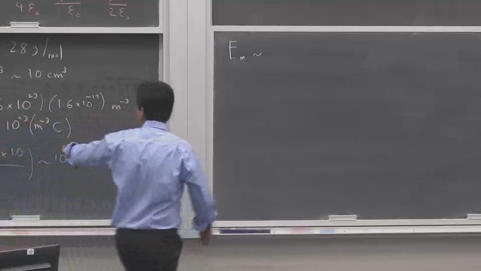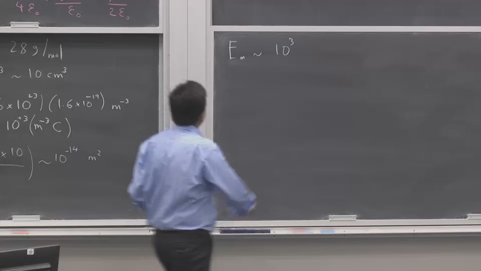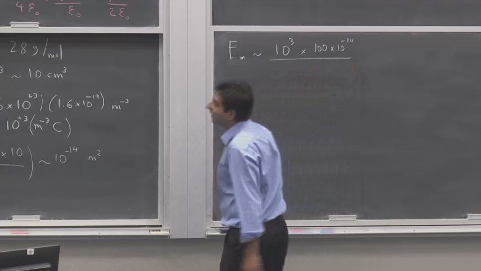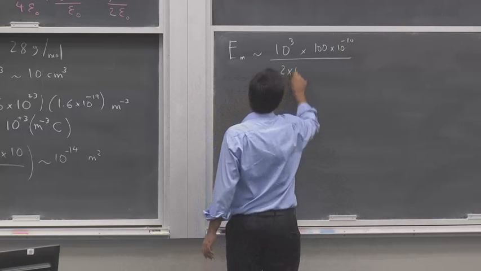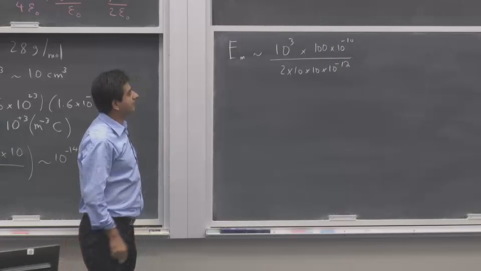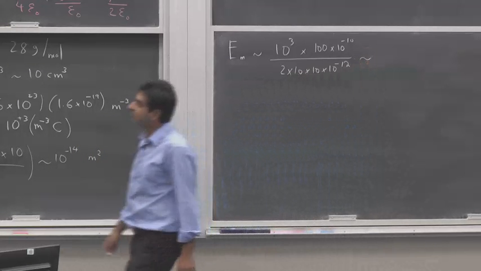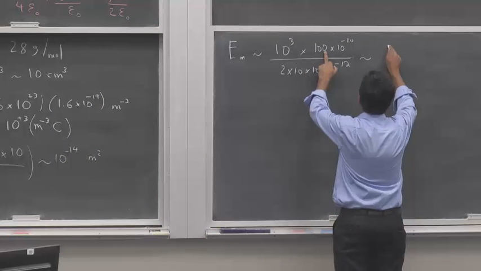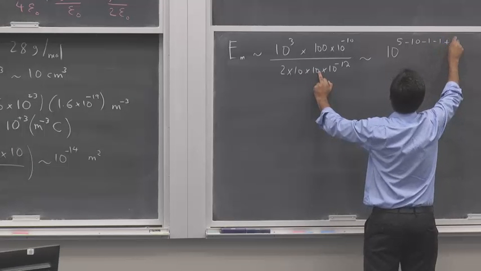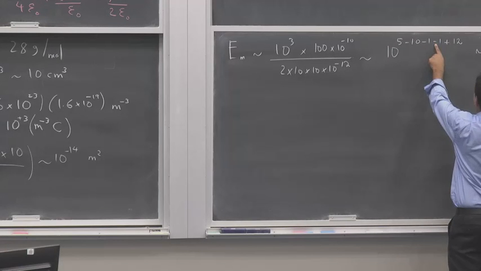It's going to be rho, which is 10 raised to the power 3, times d, which is, say, 100 angstroms, 100 into 10 raised to the power minus 10, divided by 2 times 10 into 10 into 10 raised to the power minus 12. So this electric field is about 17 minus 12, 10 raised to the power 5, roughly.